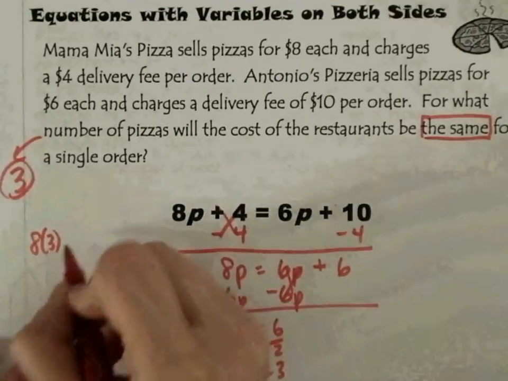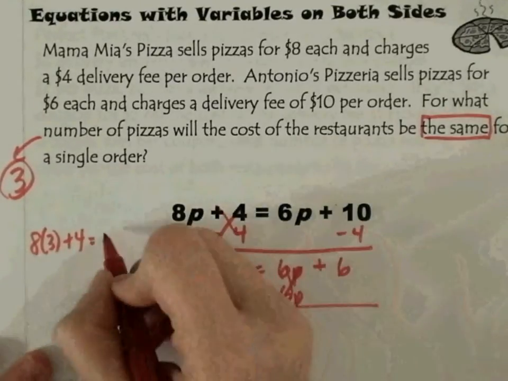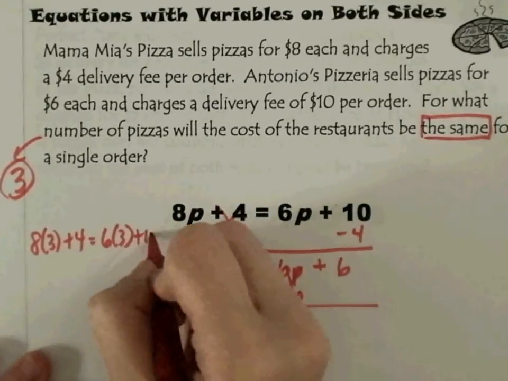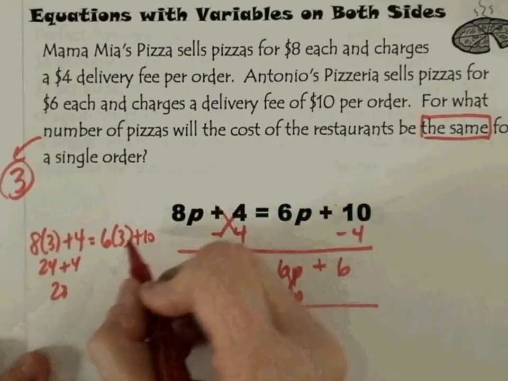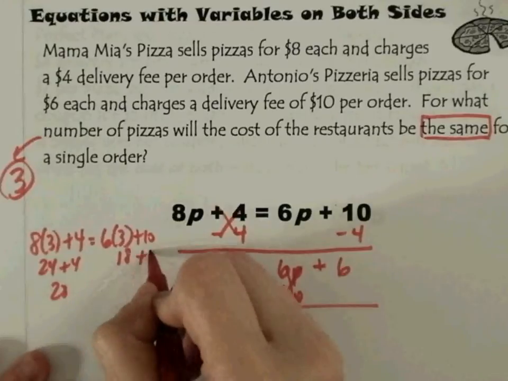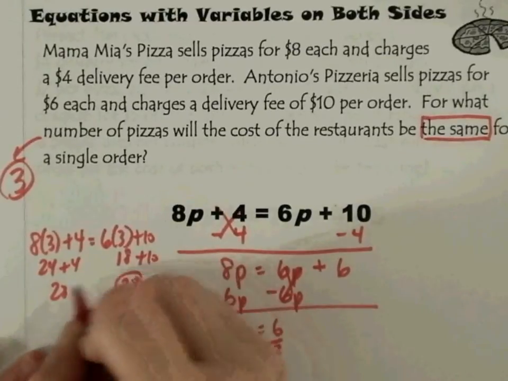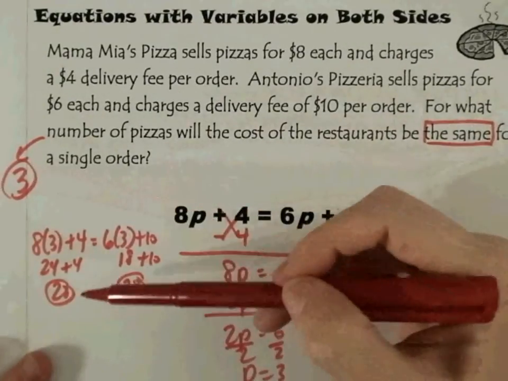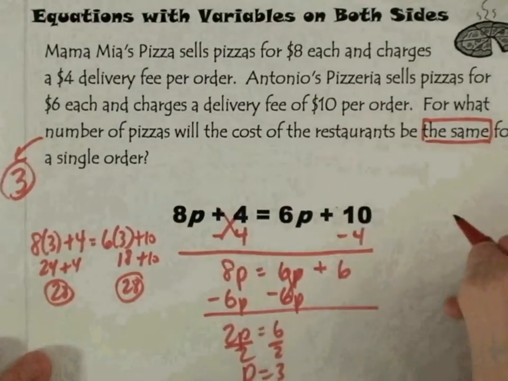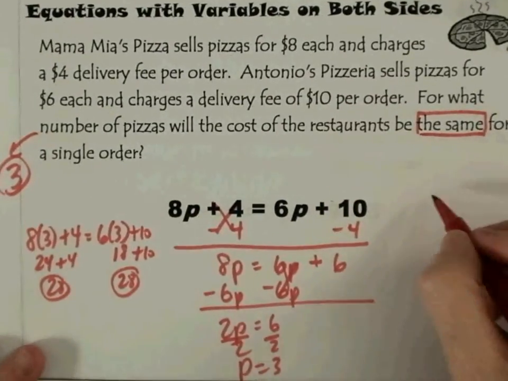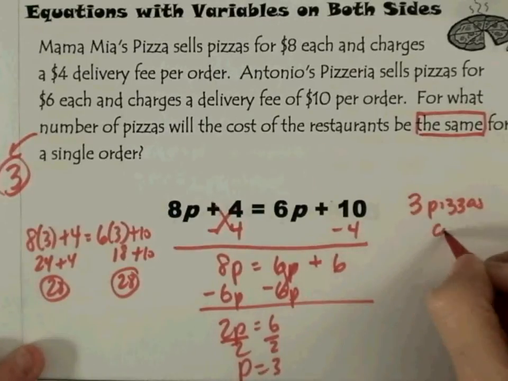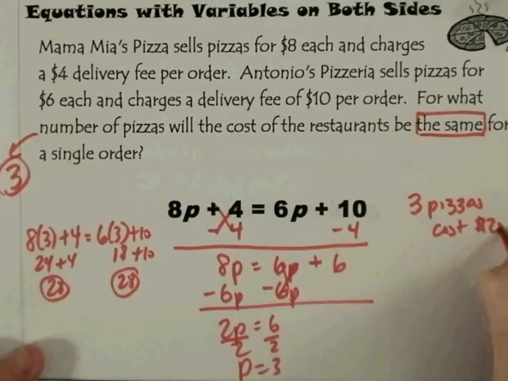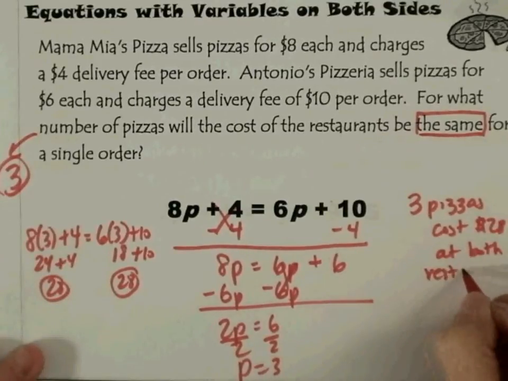8 times 3 plus 4 equals 6 times 3 plus 10. Well, 8 times 3 is 24. 24 plus 4 is 28. 6 times 3 is 18. 18 plus 10 is 28. So when I buy 3 pizzas, I pay $28 at both places. So the way I would explain that is I would say 3 pizzas cost $28 at both restaurants.